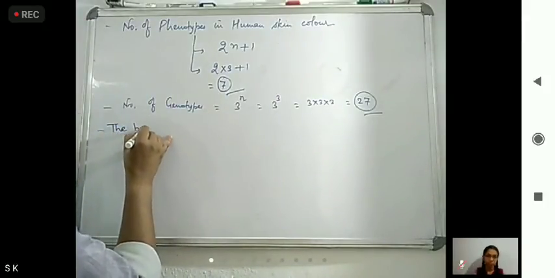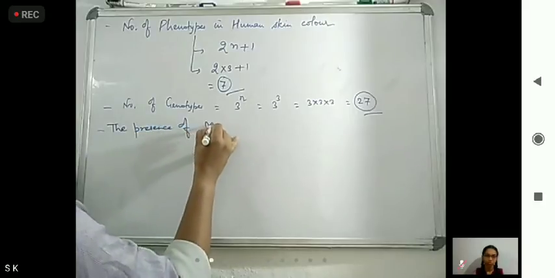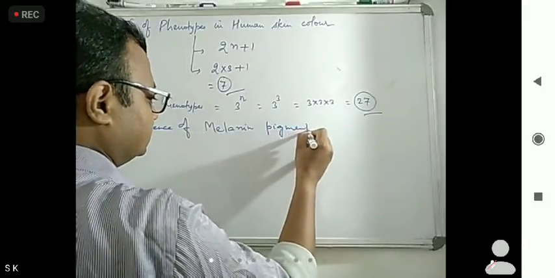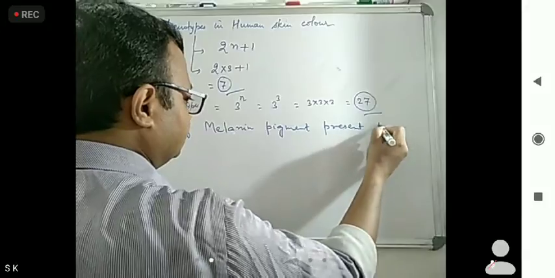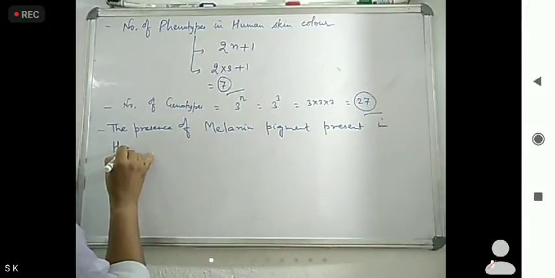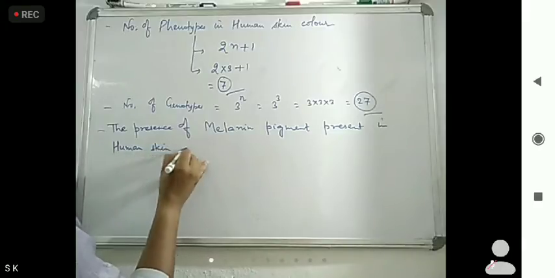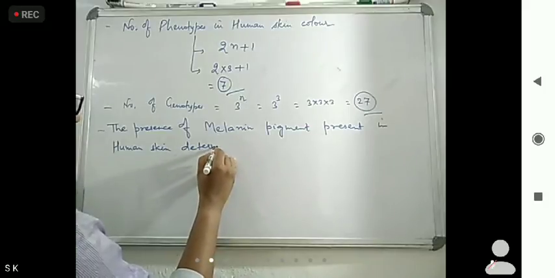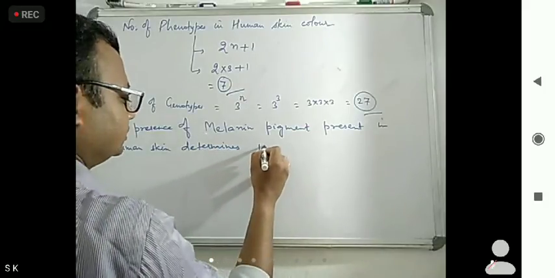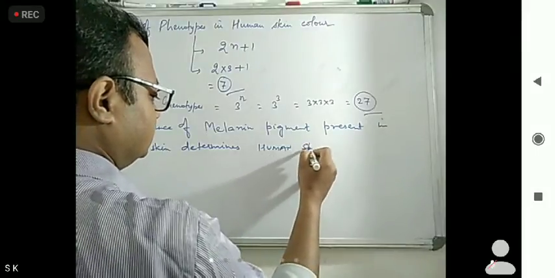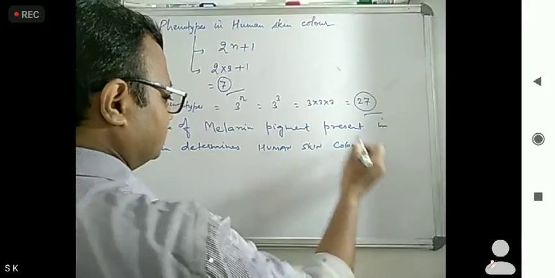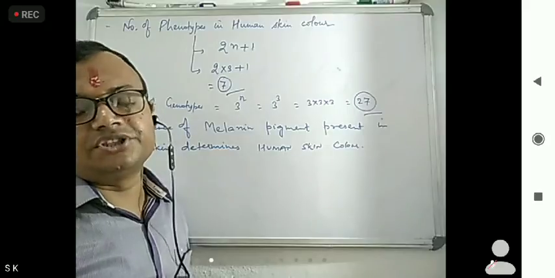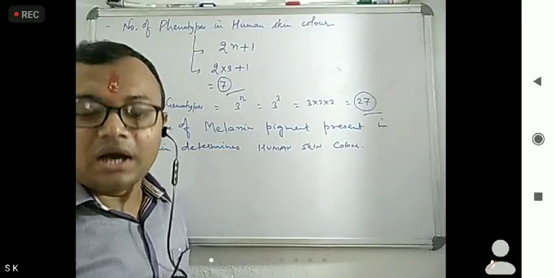The presence of melanin pigment present in human skin determines human skin color.